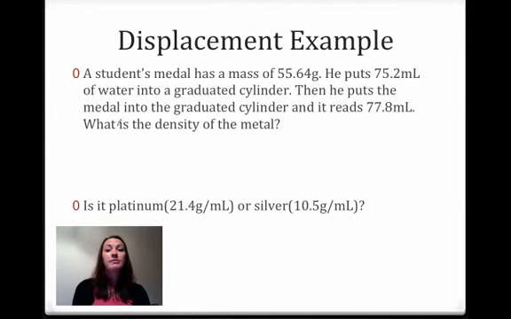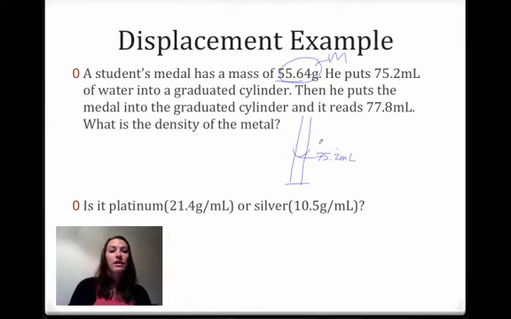We're going to do a displacement example now. So a student's medal, that they wear on their neck, has a mass of 55.64 grams. So we're going to circle it, and we know its mass. He puts 75.2 milliliters of water into a graduated cylinder. So let's draw a picture of that. I've got a kind of crooked graduated cylinder, that's okay. So the bottom of the meniscus is going to be 75.2 milliliters. Okay, so that's our first volume.